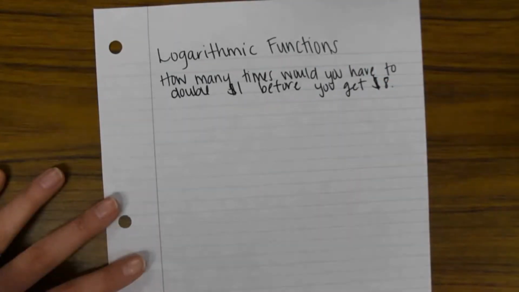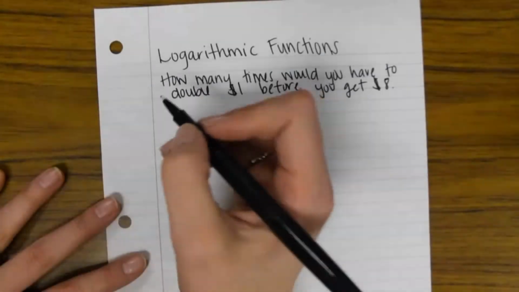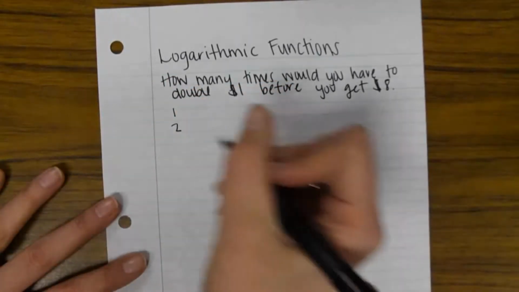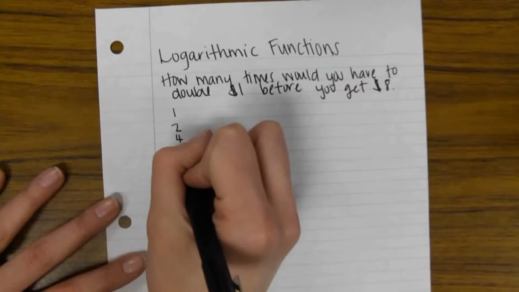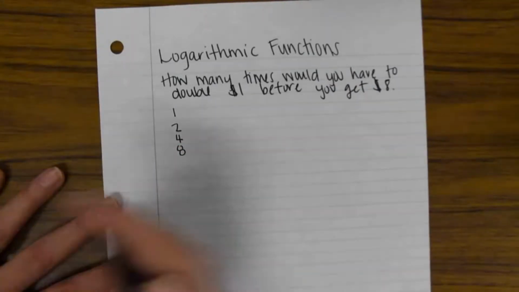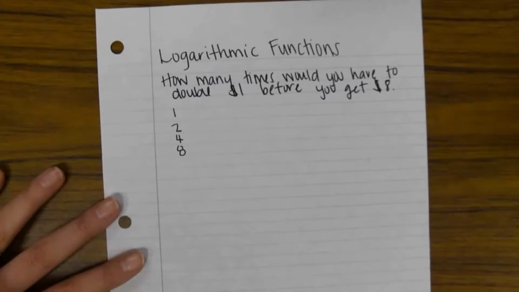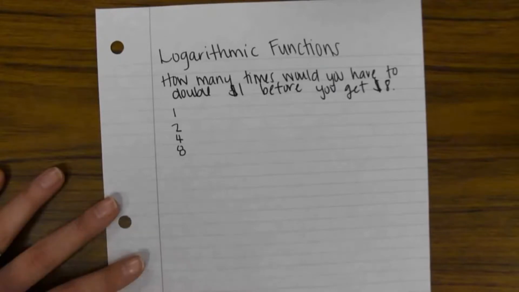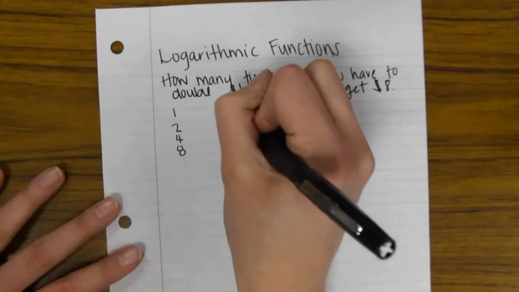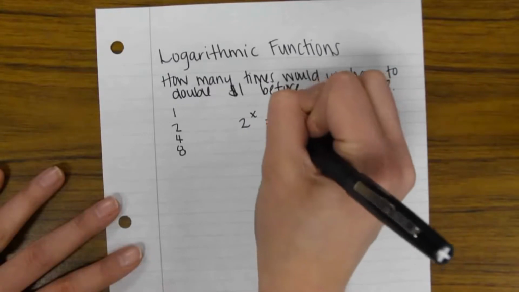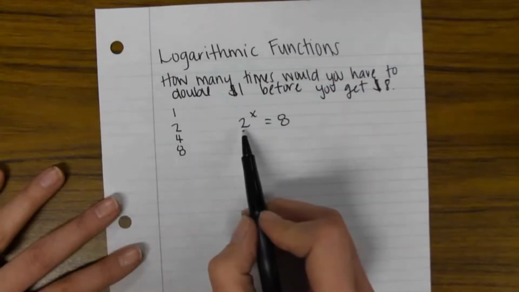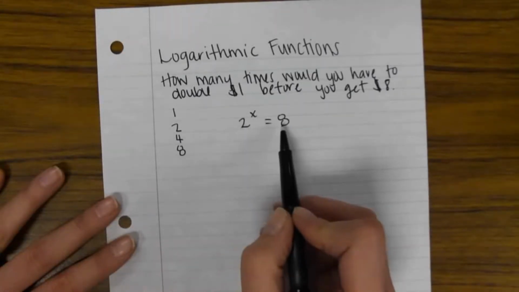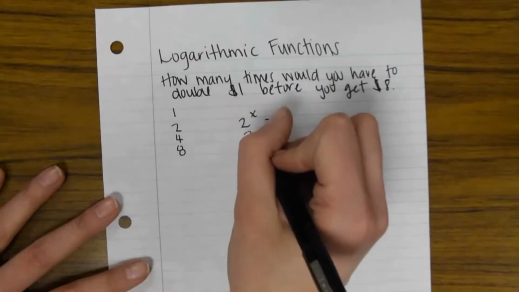Now, you can probably solve this using mental math. You start with $1, then you have $2, then you have $4, and then you have $8. So we had to double $1 3 times. 1, 2, 3 times. So you could probably figure that out using mental math. You could have used this equation, 2 to the x equals 8. So we're doubling, so that's our base. And what exponent would we have to raise this to get to 8? Oh, that's the third power.